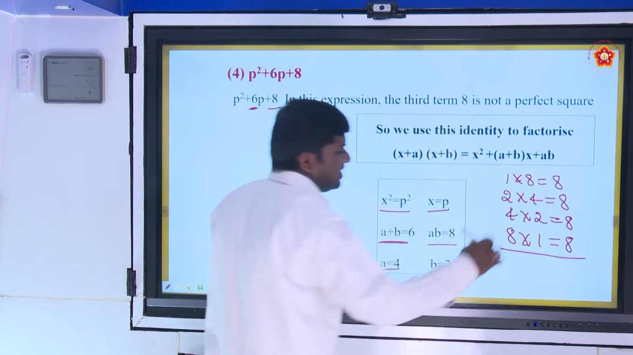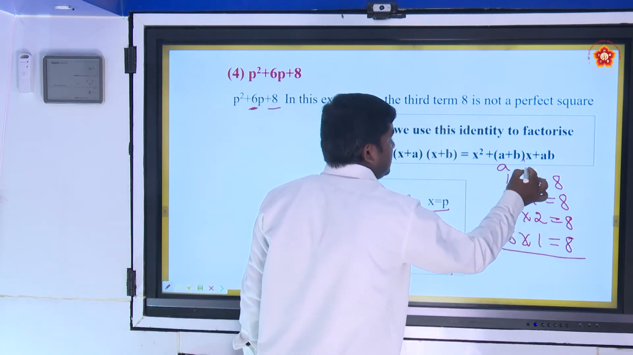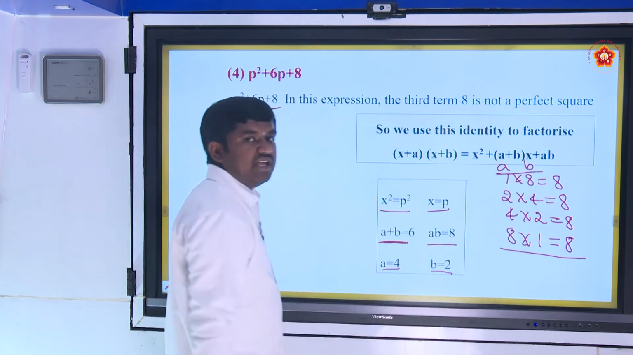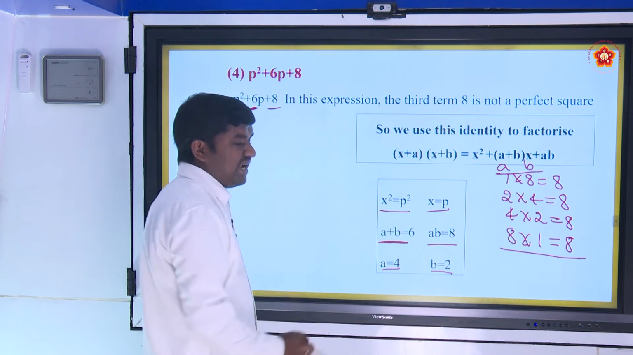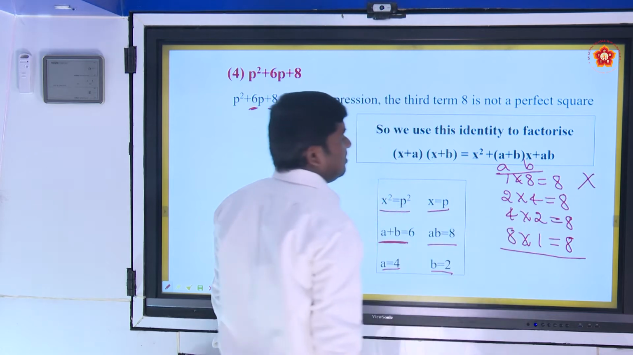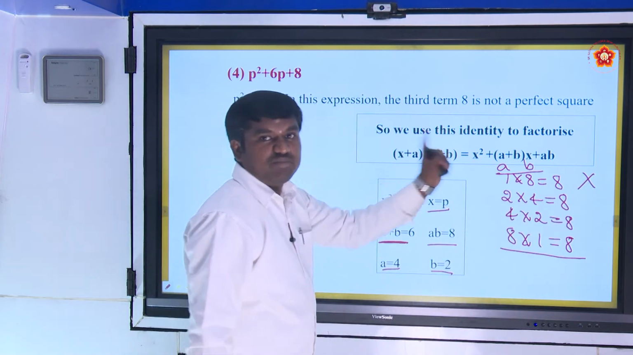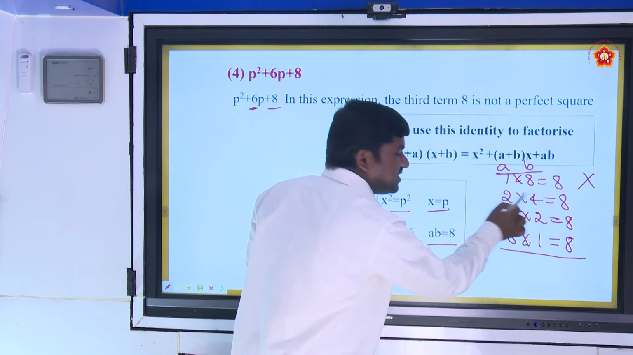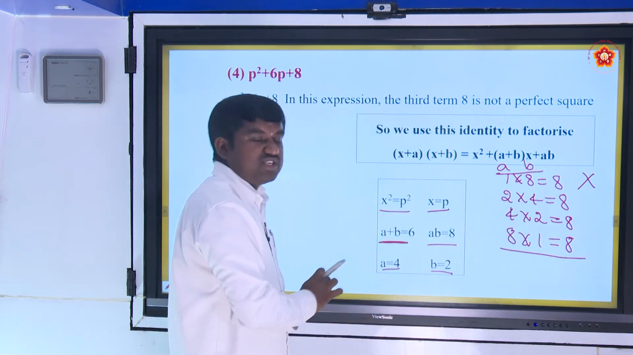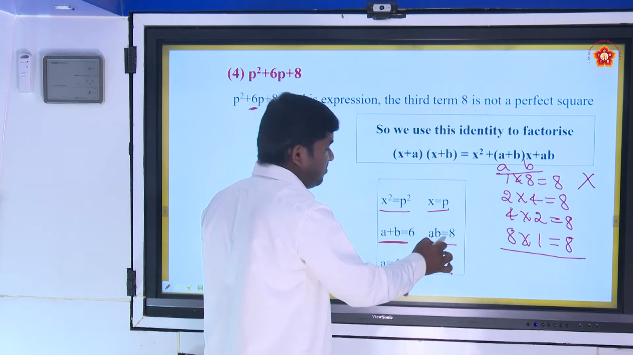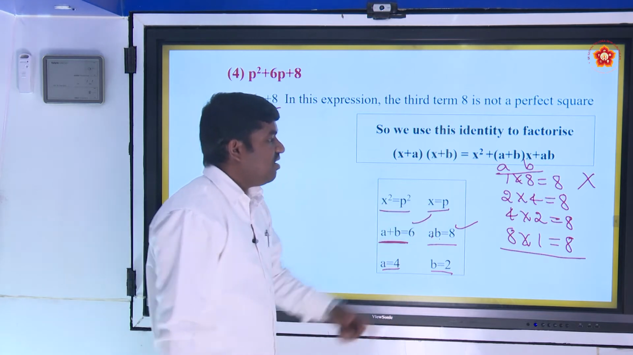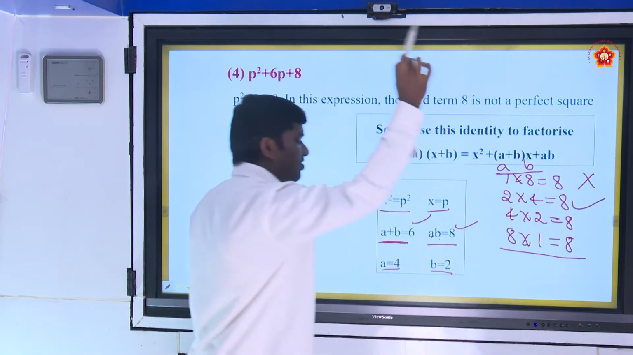Okay, observe this. This is the a value and this is the b value. Apply: 1 plus 8 is 9. If you add the two you should get 6, so this is not applicable. Second one, 2 plus 4 is 6. If you multiply 2 and 4, you get 8. So if you multiply, you should get 8, and if you add, you should get 6. So this is applicable.